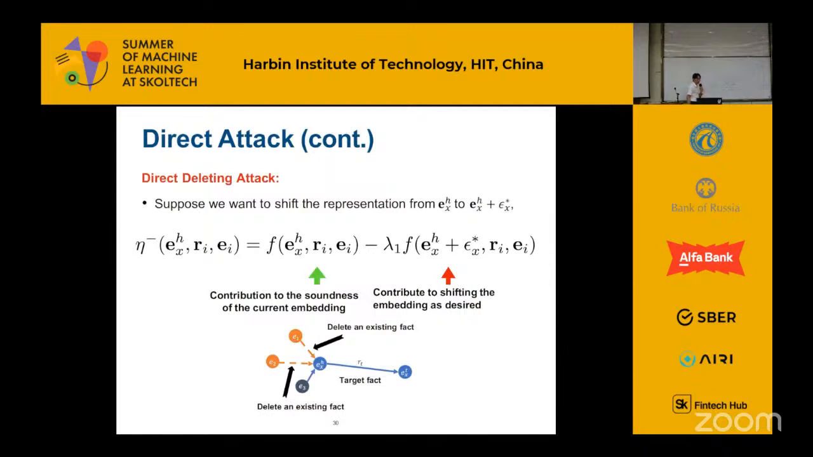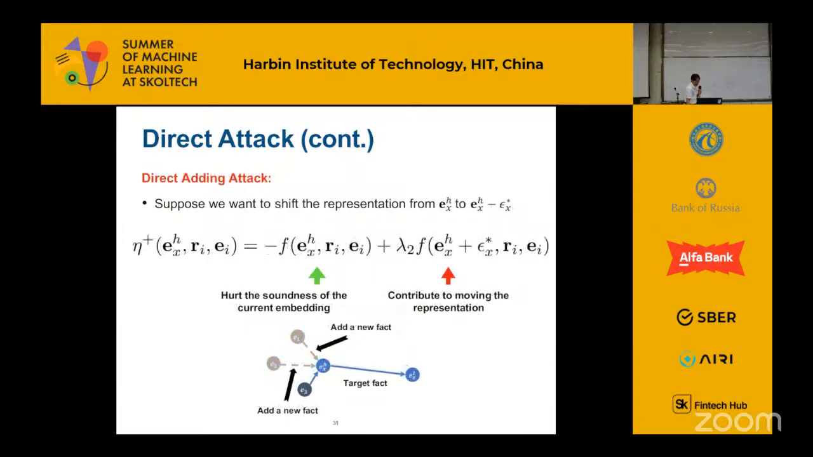And then we just have the direct deleting attack or direct adding attack. And since time is limited here, I will only describe what these two terms mean. The first term means that we have to delete the facts that contribute to the soundness of the current embedding and contribute to the shift of the embedding as desired, which means that we destroy the existing embedding and then we build the desired embedding right here.